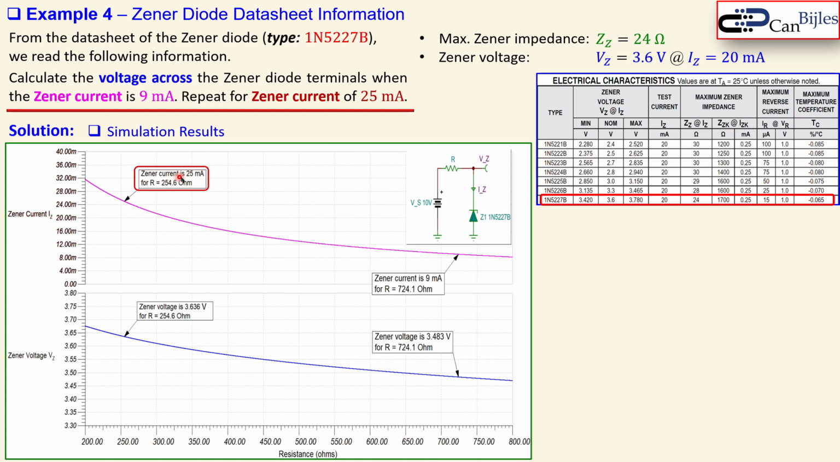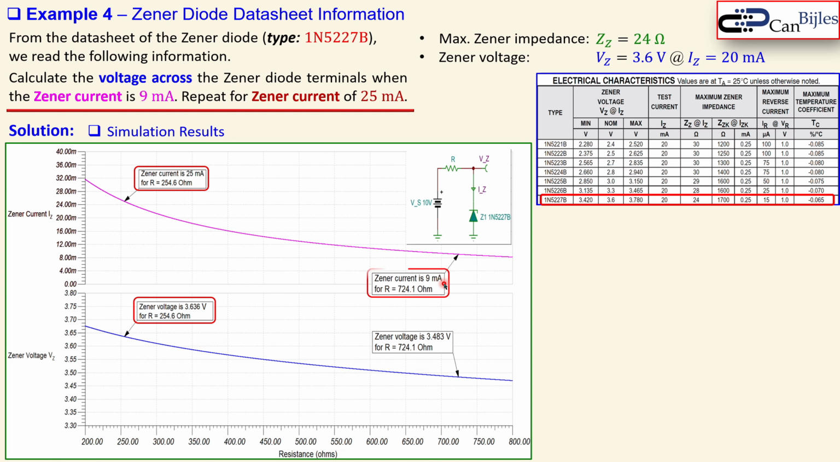The Zener current is now here 25 milliamps. That is the Zener current here, and that's the Zener voltage, and this is the resistance we change here, which is the R. Okay, for R is, let's say, 255 ohms, I get 25 milliamps. For the exact same resistance here, I get 3.636 volts. We had 3.72, so it was a little bit larger in our case. Why? Because we have the maximum Zener impedance. It could be the case that in this model it is not at that moment the maximum Zener impedance, so it is not really a surprise. So these two are now linked together.